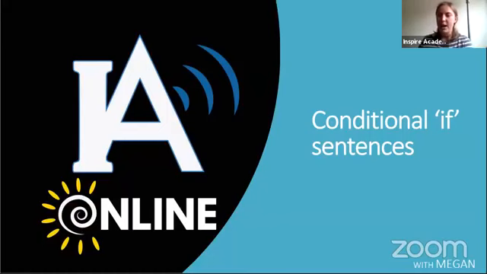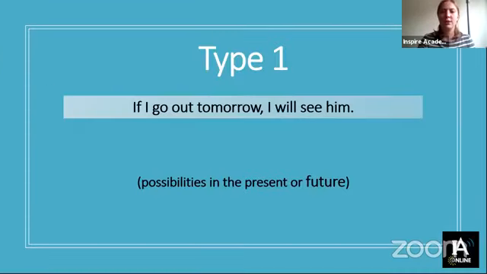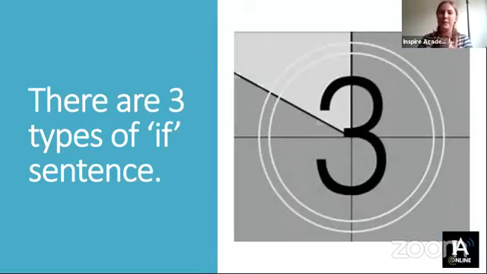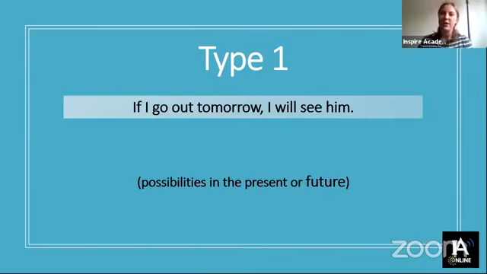Okay, so we're looking at conditional if sentences. There are three types of sentences that we can create with if in English to show condition. We're just going to run through these quickly. Our first type is to show possibility in the present or the future. For example, if I go out tomorrow, I will see him.